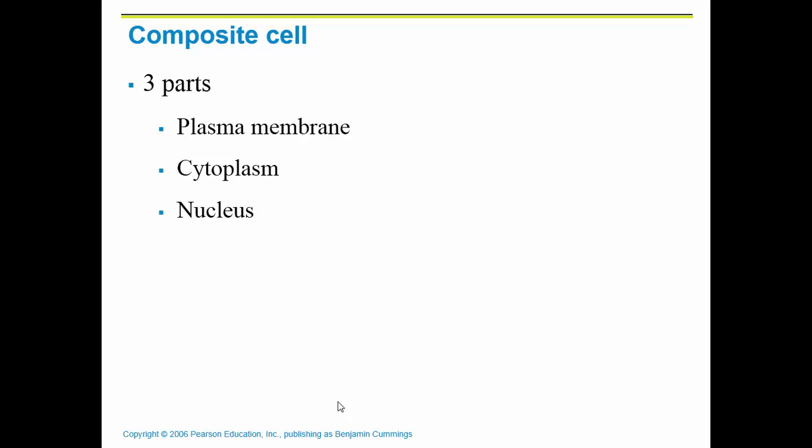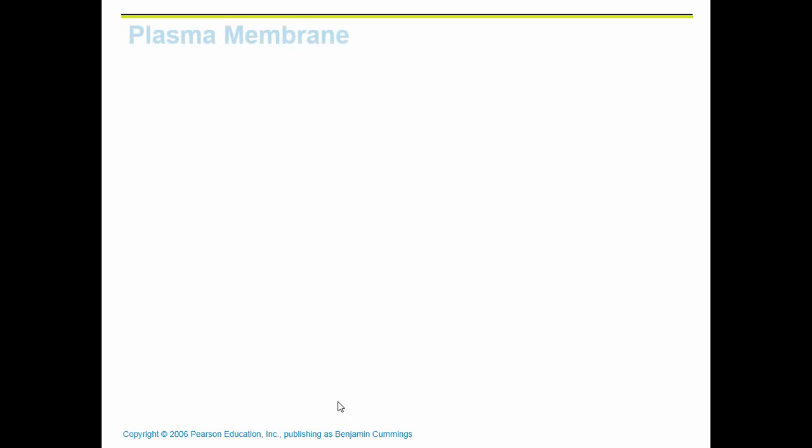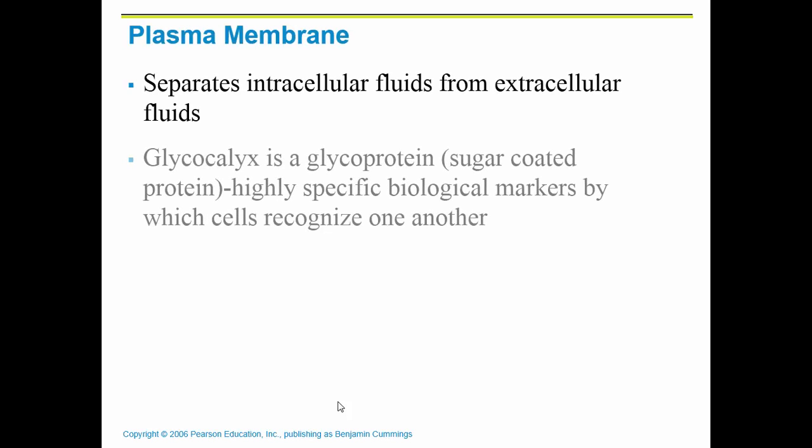Each cell in the human body consists of three parts: the plasma membrane, which we call the cell membrane, cytoplasm, and a nucleus, except for the red blood cell. It's the only cell in the human body that does not have a nucleus. The plasma membrane separates the inside from the outside. It's maintaining boundaries like we talked about in the last chapter, and it is making sure that everything inside the cell is running smoothly and not being interfered with by the extracellular stuff.